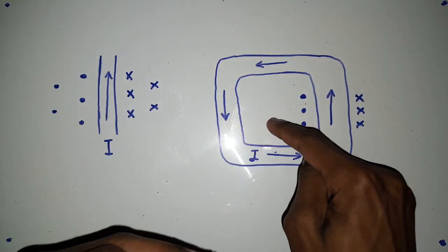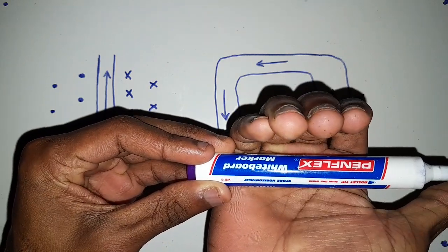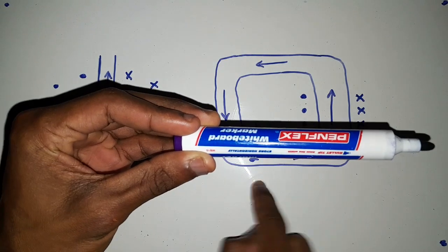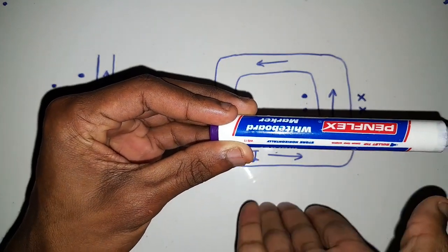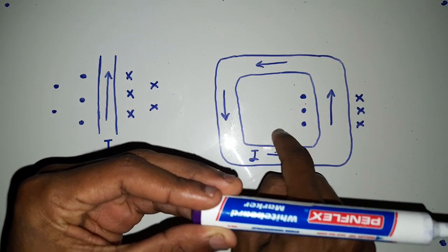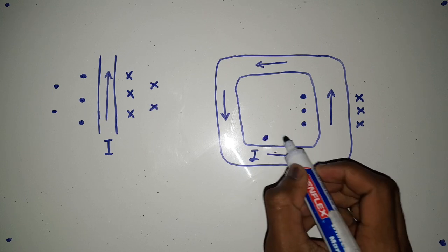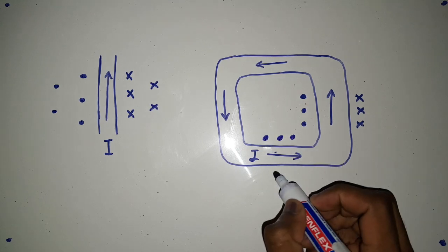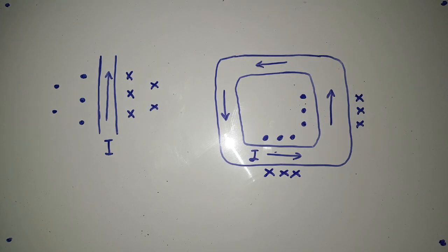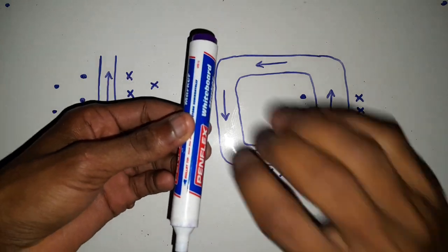This side I'm going to get a situation which is out of the page. Then this side is going to be in the page, and this side out of the page. At the end of the day, I'm going to get a situation like this. Do you understand? Then let us try this one. It's going to be difficult.